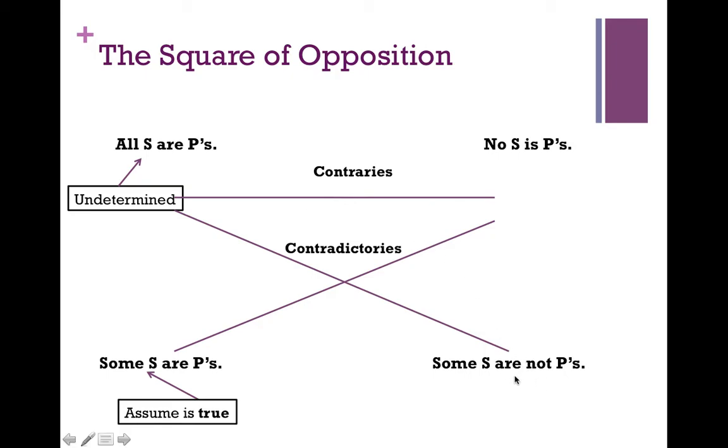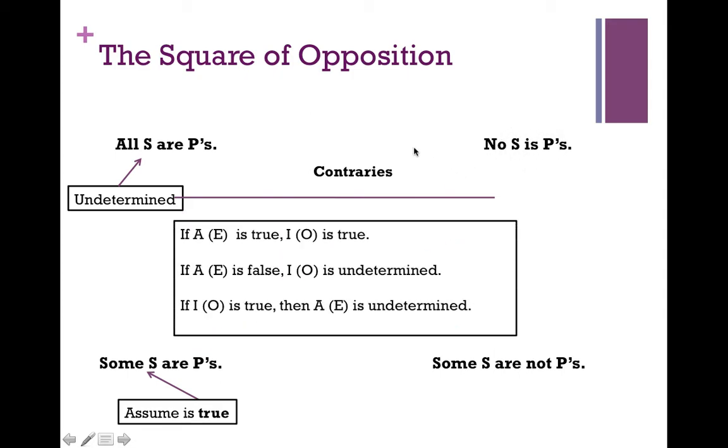It's possible that it might not be true. Same thing over here. If some students are not smart, well, maybe some students are not smart, but some students are, in which case the E form proposition would be false. But maybe the reason some S are not P is true is because none of them are, in which case that would make no S is P true. And so given that an O form proposition is true, we can't know for certainty whether E is true or false. So here again, I'll just state it for you so you can see it. If I form is true, then A is undetermined. And if O is true, then E is undetermined.